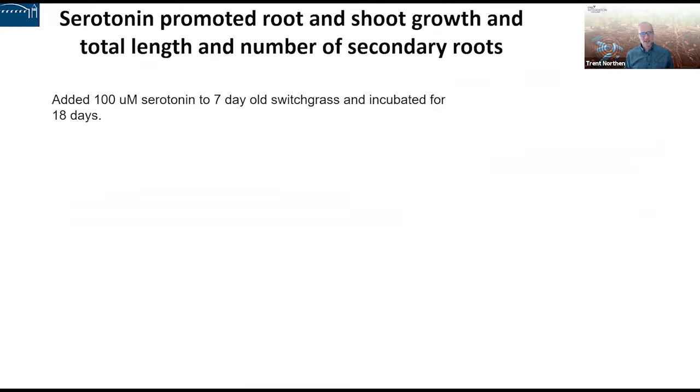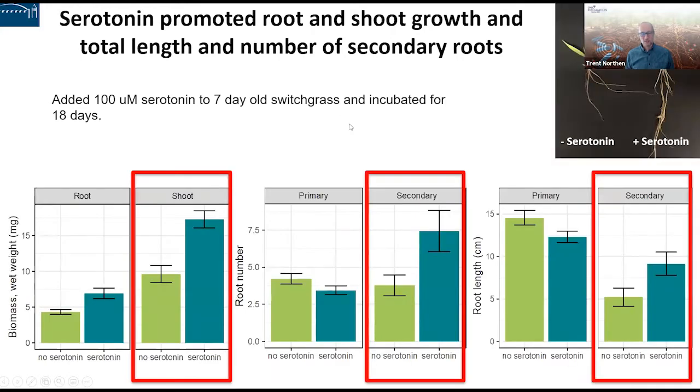And so what Kate did is she added serotonin, because we want to see, does it actually do something for switchgrass? I mentioned that there is a study out there in Arabidopsis showing that it has some physiological effects on the Arabidopsis. So she added 100 micromolar serotonin to 7-day-old switchgrass and incubated for 18 days. And wow, we saw a big effect of the serotonin.